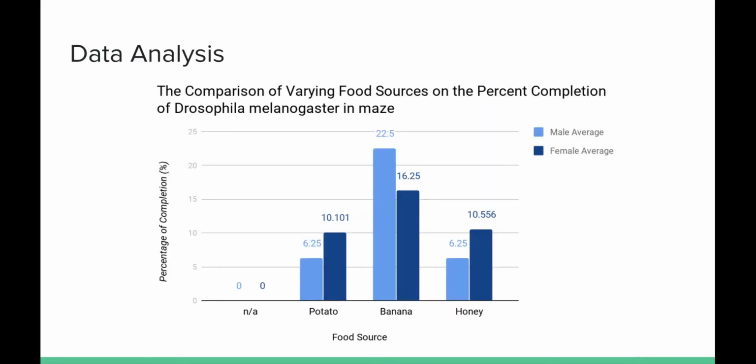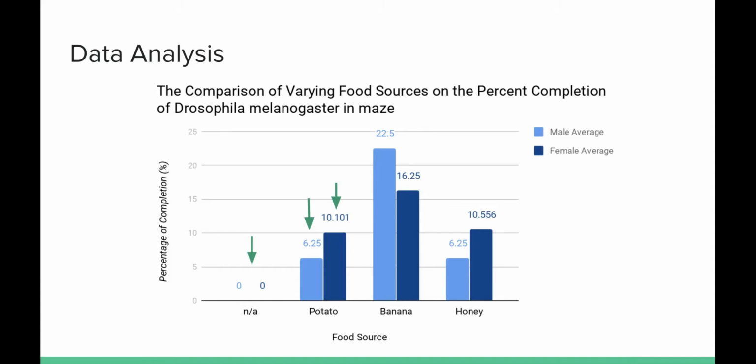The graph above displays the percent completion of the flies in each of the 4 trials of the maze. The first trial consisted of no food at the end of the maze, which resulted in no flies completing the maze in both males and females. The second trial consisted of a potato at the end of the maze, in which 6% of the males on average completed the maze, while around 10% of the females completed the maze, which was almost 4% greater than the males.